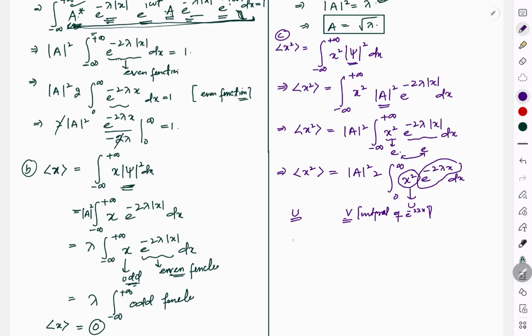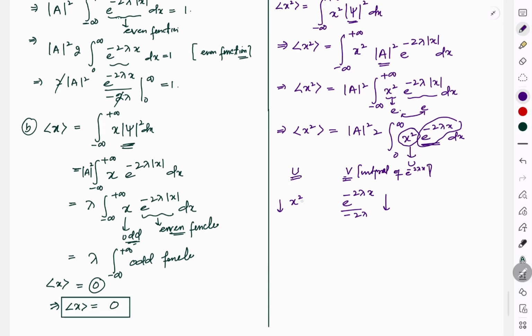So u is x square, first thing. Then in place of v we don't write this, but its integration: e to the power minus 2 lambda x divided by minus 2 lambda. This is actually the v I am writing. You have to differentiate this part and integrate the other part. That's very simple. Its differentiation is 2x, its integration is e to the power minus 2 lambda x divided by minus 2 lambda. Another minus 2 lambda comes again, so it is 4 lambda.